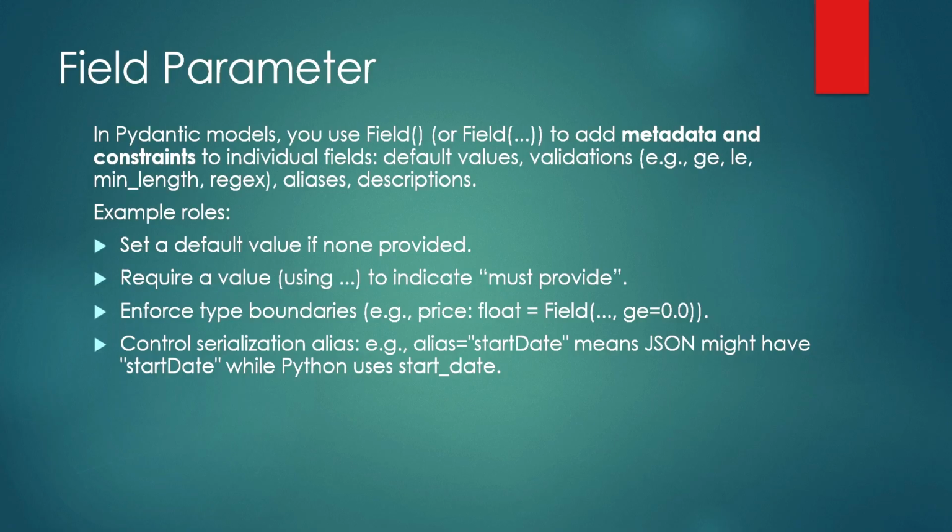Control serialization with alias, for example alias equal to startDate, meaning the JSON might have startDate while Python has start_date. Suppose in your class you have mentioned start_date as a variable. Now if you put an alias as startDate using this Field parameter, then when you dump your entire model as JSON, JSON will use only startDate as the variable name. So you can use any kind of alias.